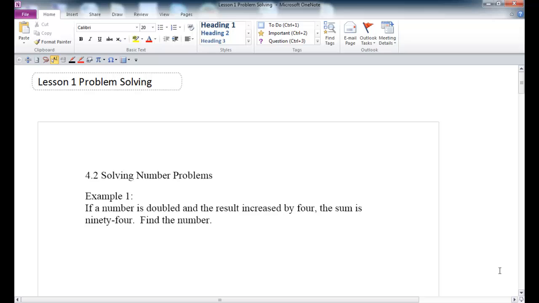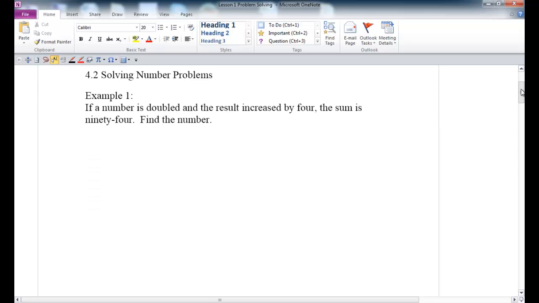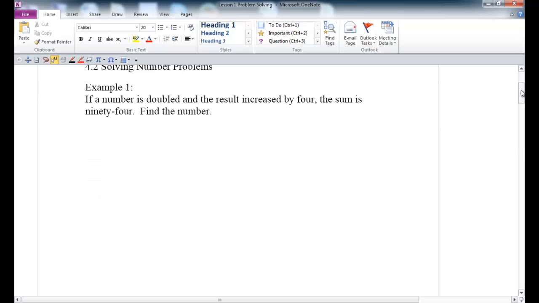We call the unknown number we're trying to find the unknown. Very creative, eh? In example 1 here, it's quite clear. The question says, find the number, after giving us a bunch of information about that number. We have to translate this information into an algebraic equation, and then we have to solve it. Let's look at this one. If a number is doubled and the result increased by 4, the sum is 94. We have to find that number.